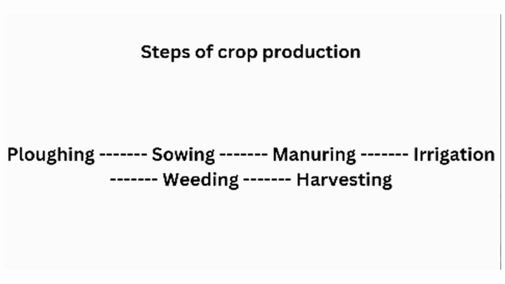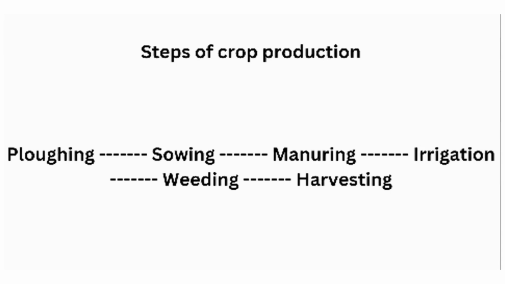Steps of crop production. 1. Plowing. First, the soil is prepared by turning and loosening it. This helps the seeds to get air and water. 2. Sowing. Seeds are sown in well-watered soil. They are sown at a regular distance from each other and at a proper depth in the soil.